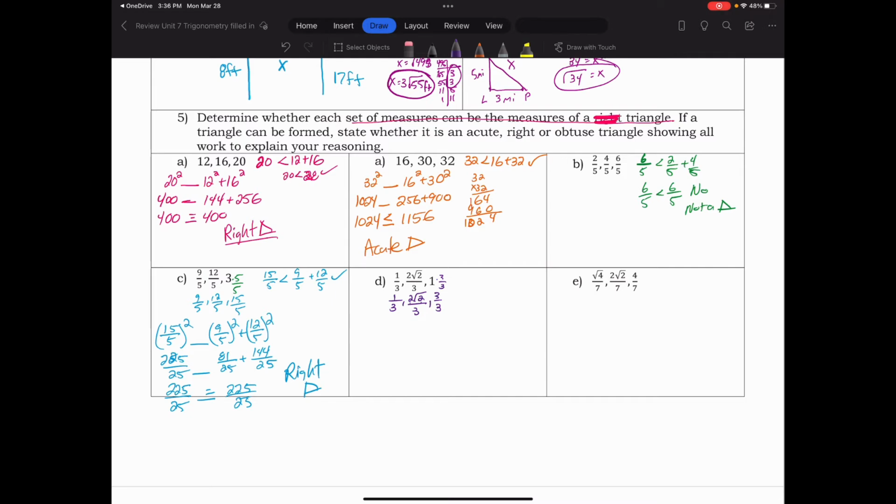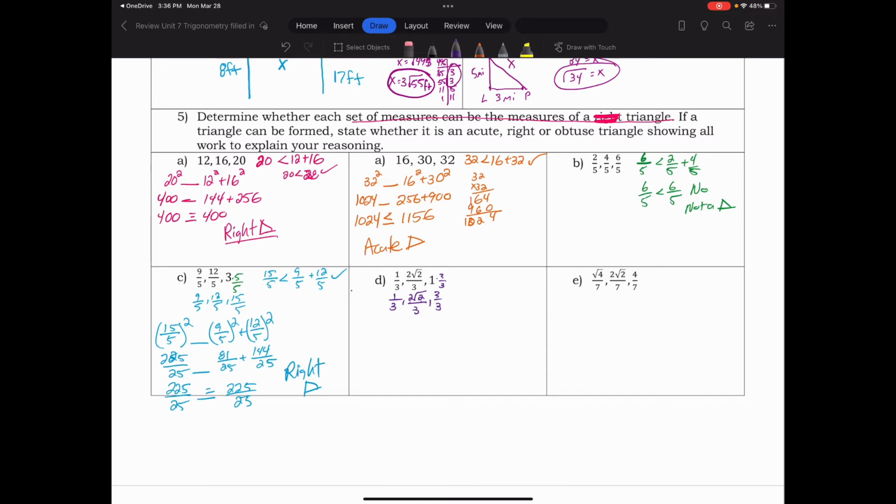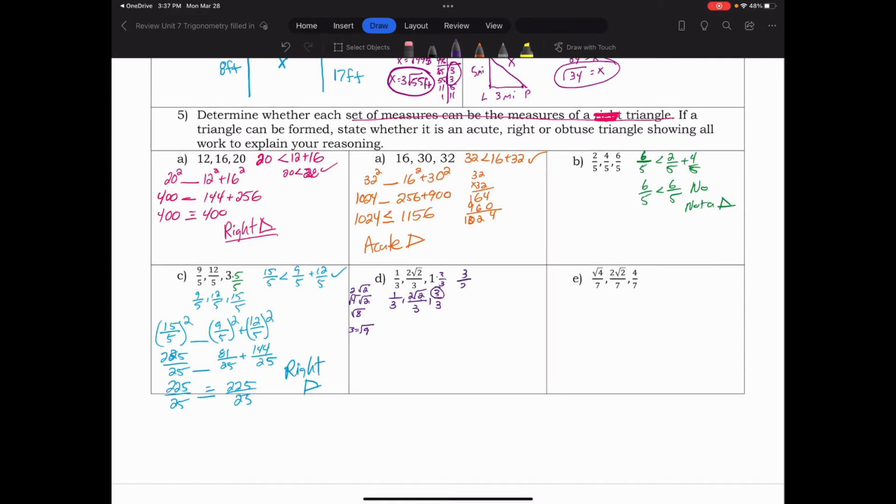So here's just a little sidebar. You don't have to do this on the test, but 2 radical 2 is the same thing as the square root of 4 times the square root of 2, which is the square root of 8. Now I can compare that because 3 is the same thing as the square root of 9. So I know that this 3 is the biggest side because it's bigger than the rest of these. So is 3/3 less than 1/3 plus 2 radical 2 over 3?